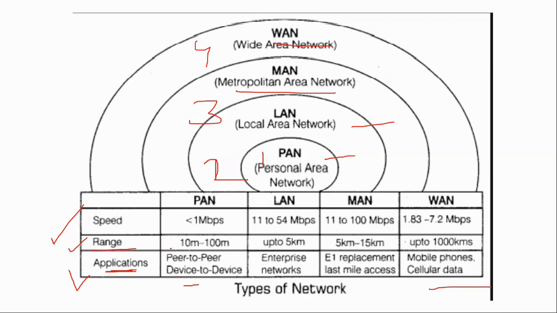I've given range also, so a question can come on range or on speed. Any type of match the following can come. You should make a proper chart, or even this slide is enough for you to revise. Capacity wise, speed wise, range wise, application wise, it should all be on the tip of your tongue so that you are able to answer the question very well.